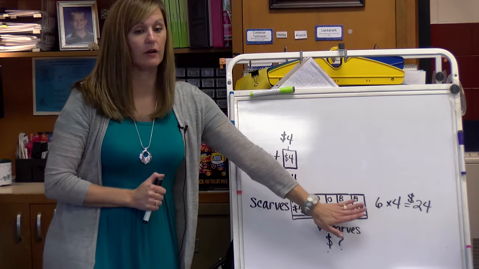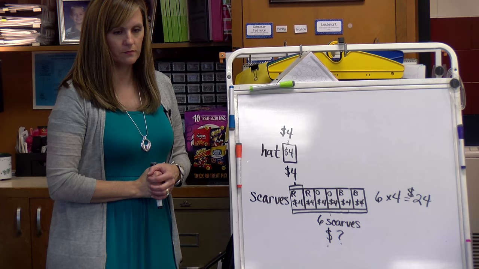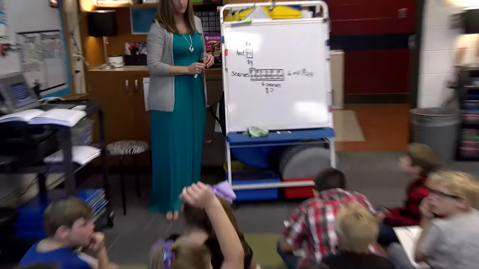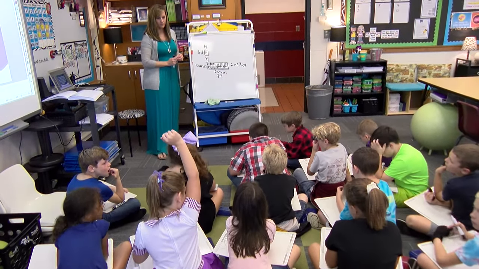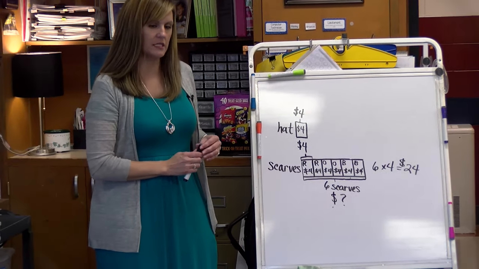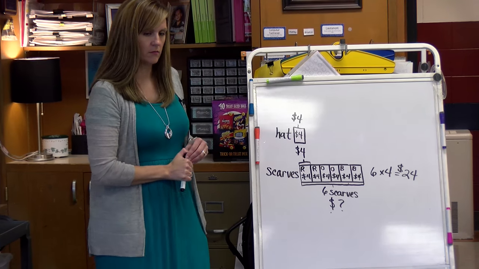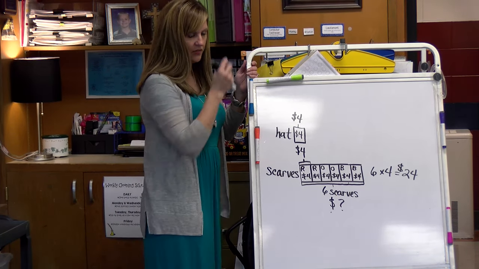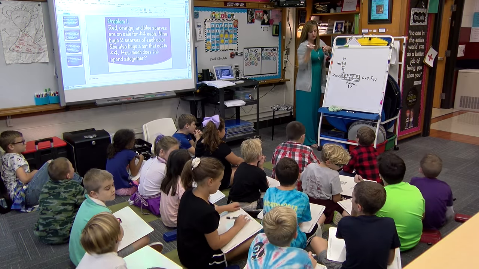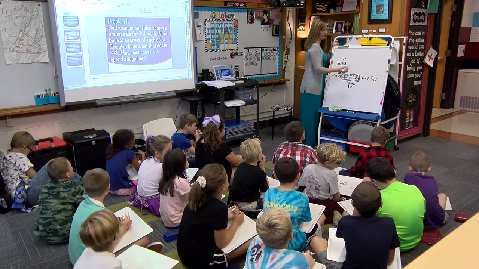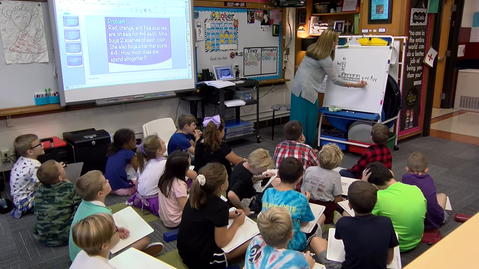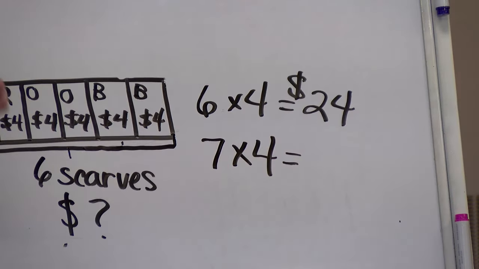Do I want to just figure out the cost of the scarves? What else do I need to know, Layton? How much the hat is along with the scarves. So how many groups of 4 is that? Help her out. How many? 7. That's 7. We have 6 groups of 4 plus 1 more group of 4. What's a way to show 7 groups of 4? Say it louder. 7 times 4.